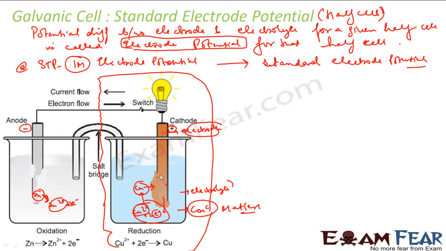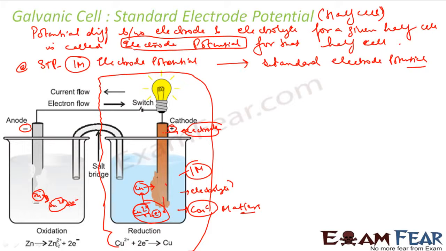Similarly, the concentration can be 2 moles, 3 moles, any moles, right? The temperature can be anything, the pressure can be anything. But if you standardize those values, you just take 1 M and 298 Kelvin temperature. At those specific values, whatever electrode potential you get becomes the standard electrode potential for that particular half cell. Correct?